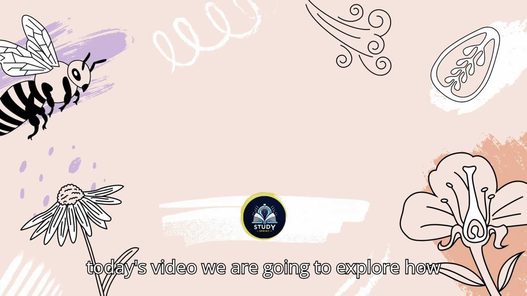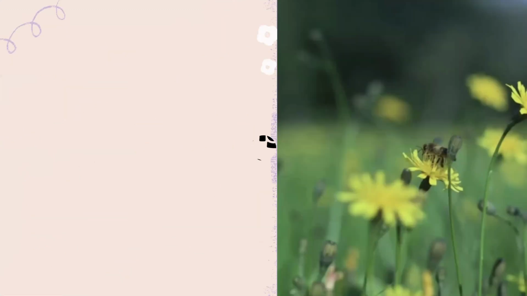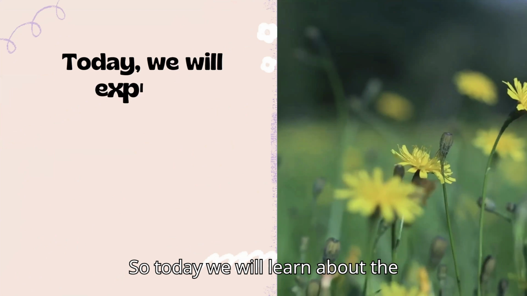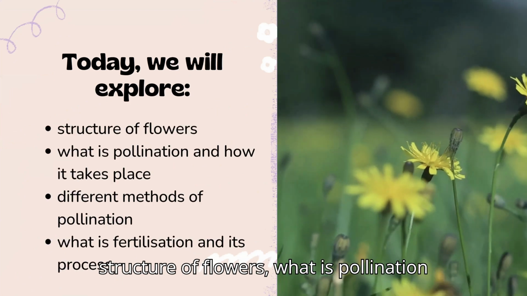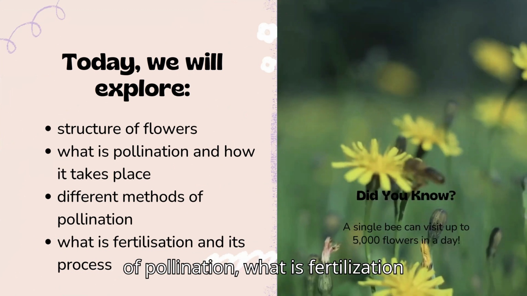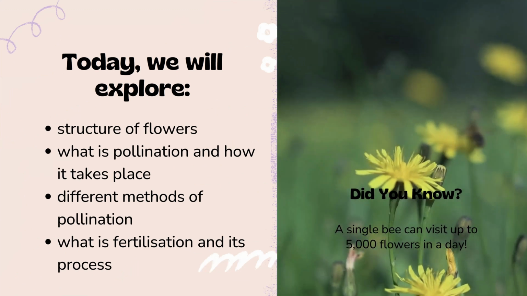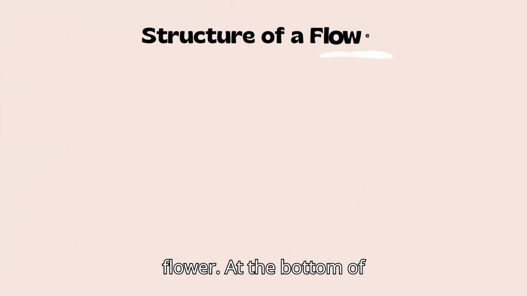In today's video, we are going to explore how flowering plants reproduce. So today we will learn about the structure of flowers, what pollination is and how it takes place, different methods of pollination, what fertilization is and its process. So let's start with the structure of a flower.